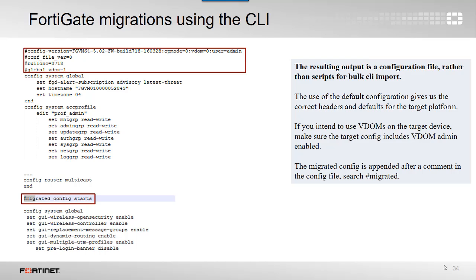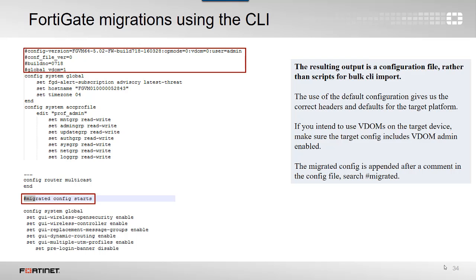So here, if I look at the file, when I do a conversion with the restorable config option, I see the headers of the target device. So they're correct for the device. If you intend to use VDOMs on the target device, you need to enable that first, so that your default configuration from the target device has the VDOM admin enabled.